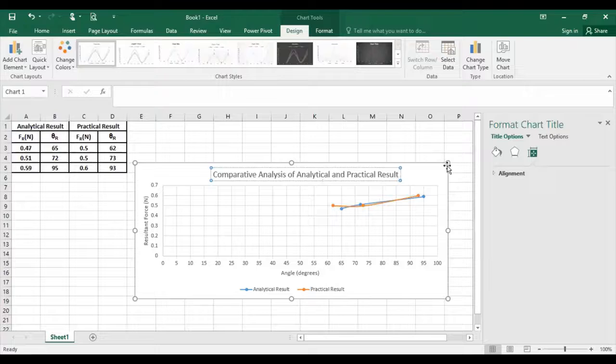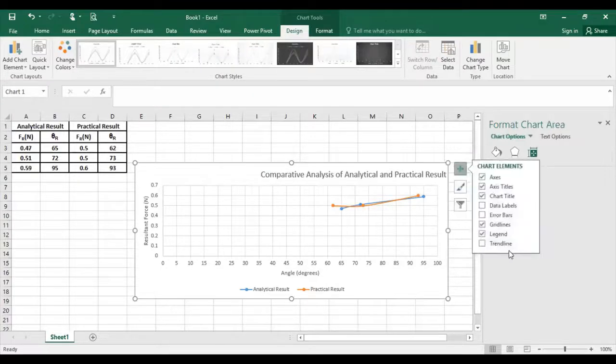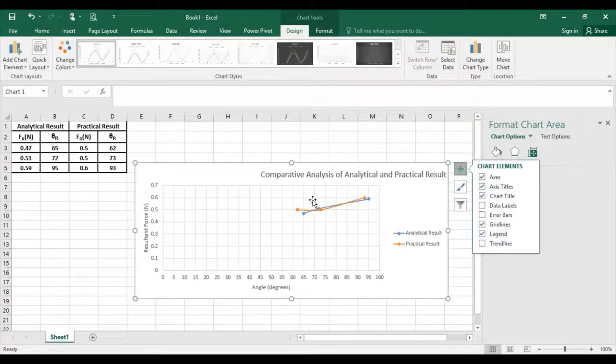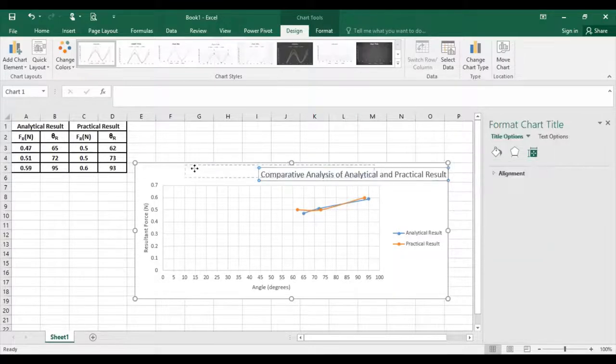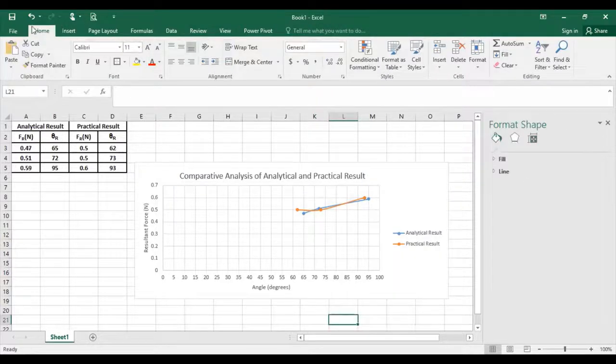So I am going to add legends here. It will show you which color coding is for the analytical result and which one is the practical result. Hopefully it will be understandable for you, so it will be clear to all of you.